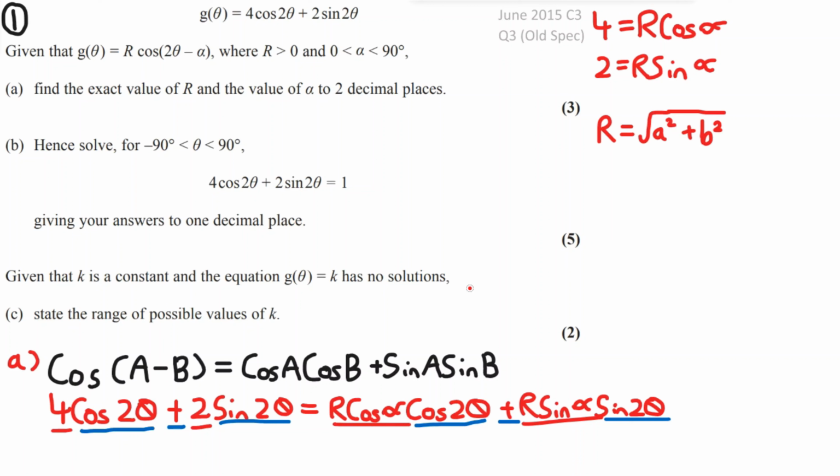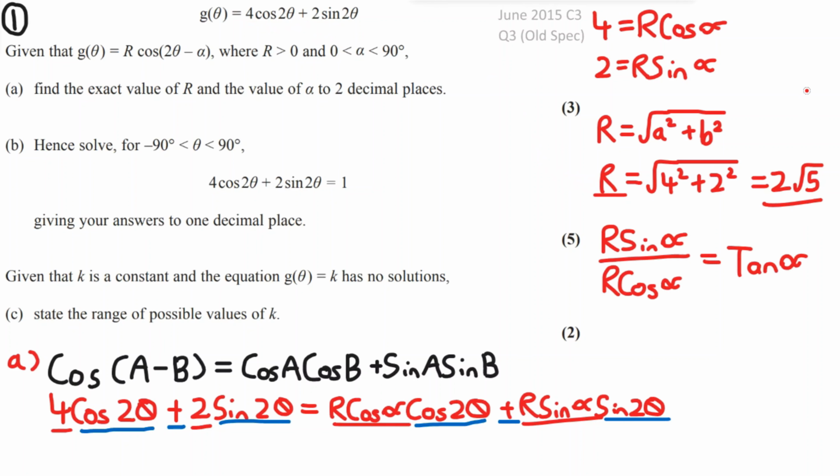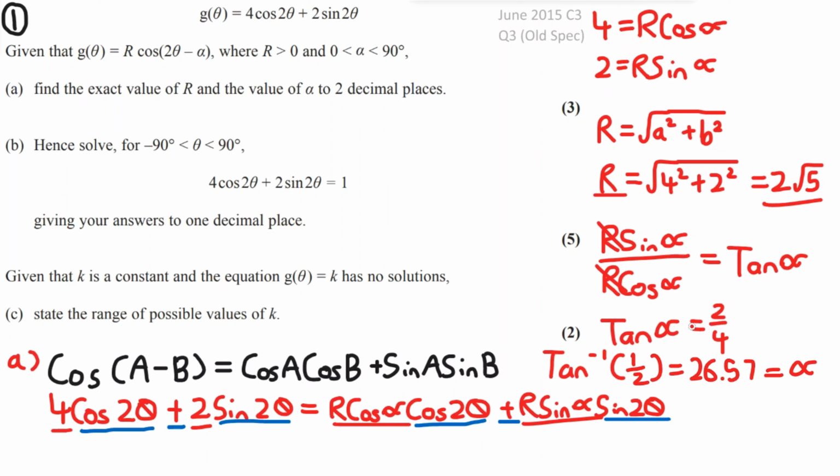So r, we can use the formula, which is the square root of a squared plus b squared. So it's going to be the square root of 4 squared plus 2 squared, which if you put into a calculator is 2 root 5. So r is 2 root 5, and then we're going to do r sin alpha over r cos alpha, and the r's cancel out to give us tan alpha. So tan alpha is equal to r sin alpha, which is 2, over r cos alpha, which is 4. So tan alpha is equal to 2 over 4, and then the inverse tan of 2 over 4, a half, is 26.57, and this is what alpha is.